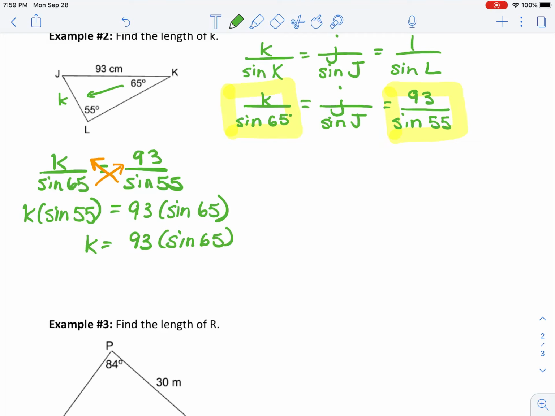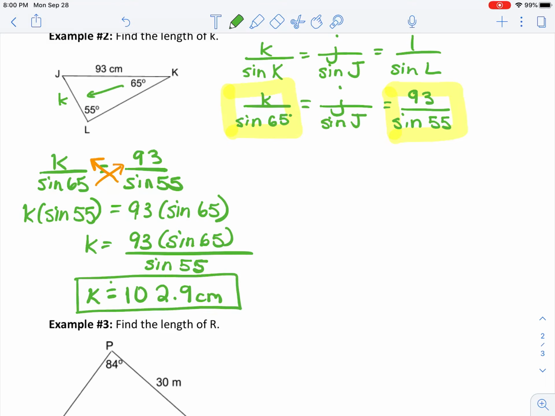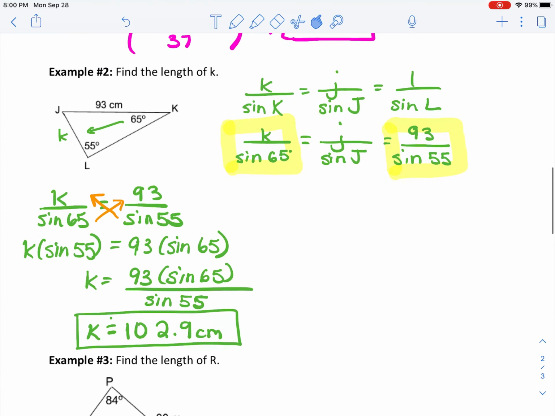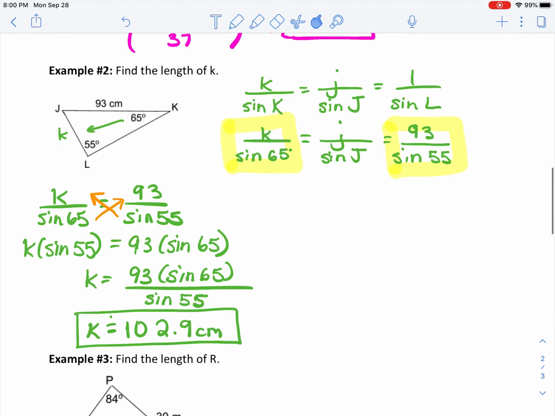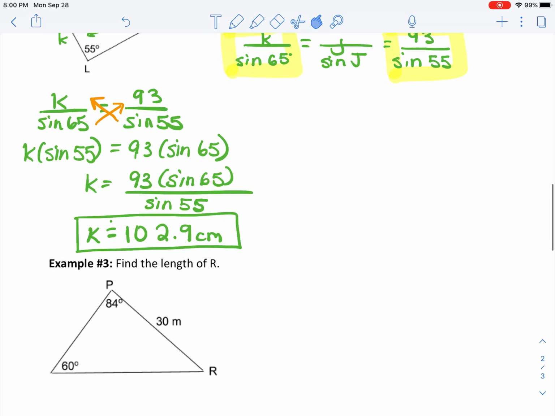And I'm going to use opposite operations to move that sine 55 over to the other side by dividing. Put in my calculator, 93 times sine 65 divided by sine 55, and I get 102.9 approximately centimeters. Again, try it in your calculator, make sure you know how to use it. Some calculators you do sine 65 and some calculators you do 65 sine, so you've got to make sure you know how to use your own calculator.